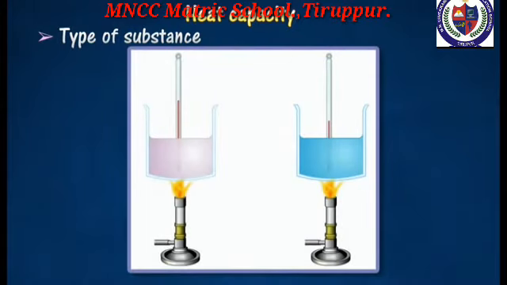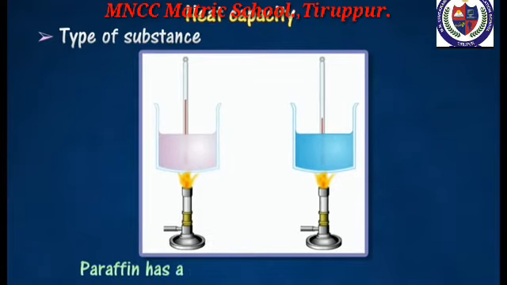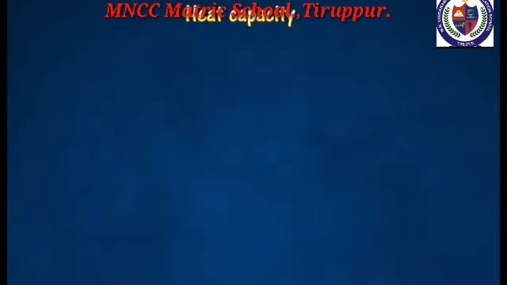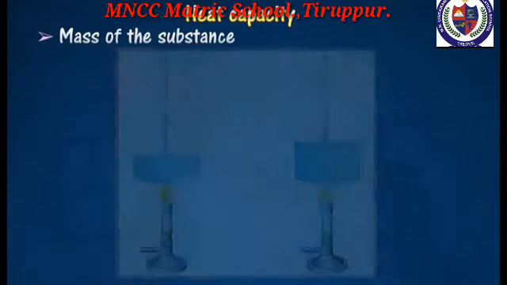The first beaker contains 1 kg of paraffin wax, while the other beaker contains 1 kg of water. The result shows the temperature of the paraffin rose about twice that of the water. The paraffin has a smaller heat capacity than the water. Number 2, mass of the substance.